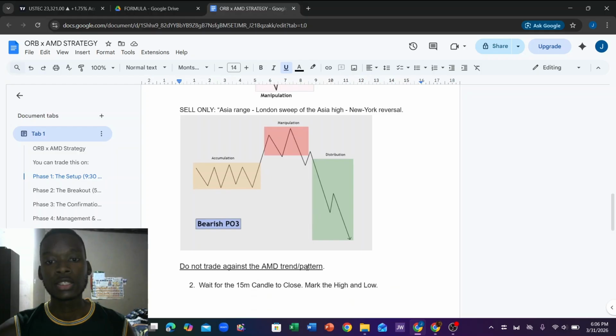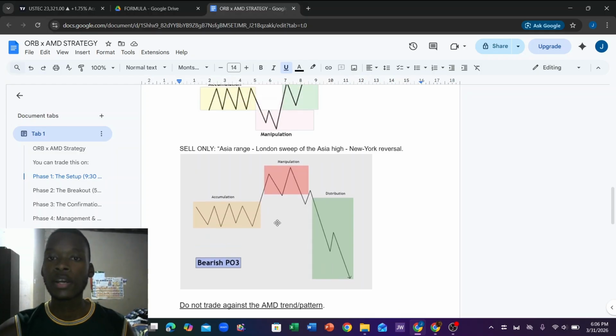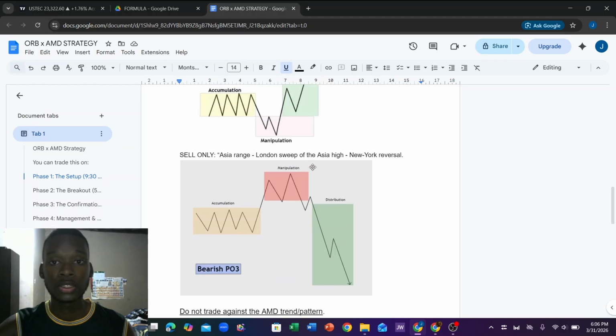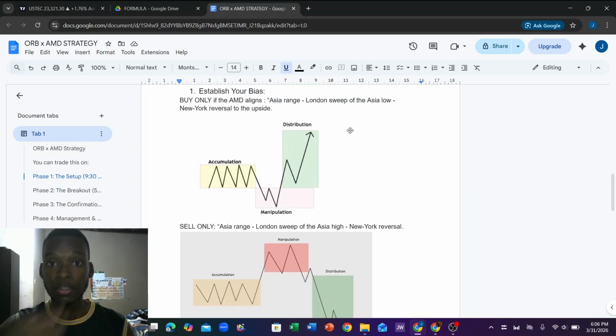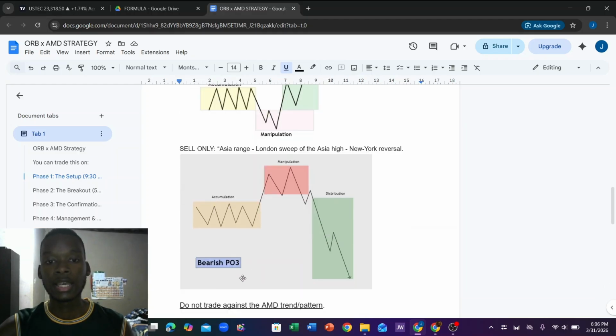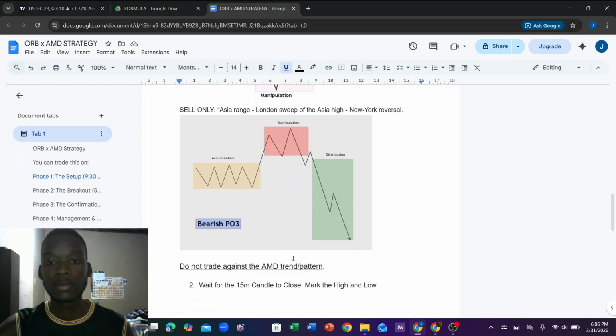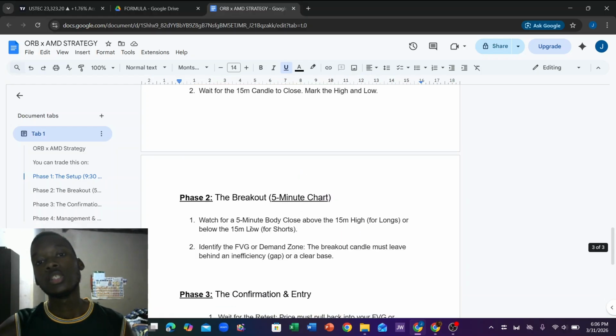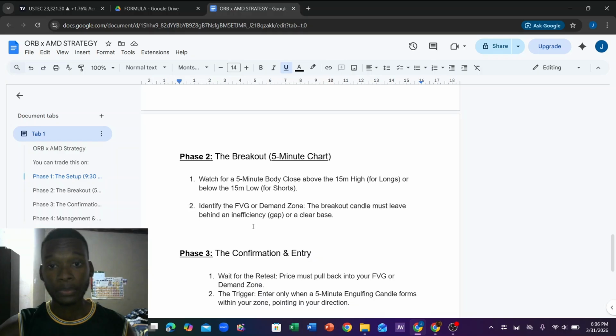Do not trade against the empty trend pattern. If, however, you get a sell setup, a bearish setup, and it's a bullish bias, you do not enter for sales. Even if you see a support zone above or whatever, you do not trade against the empty trend pattern. So let's go to phase 2.